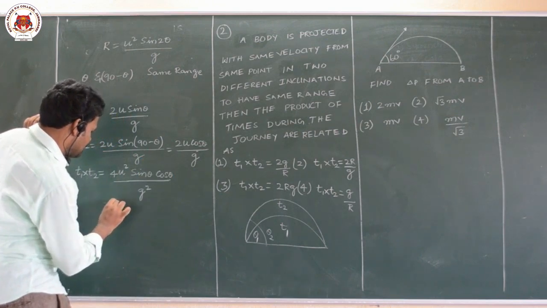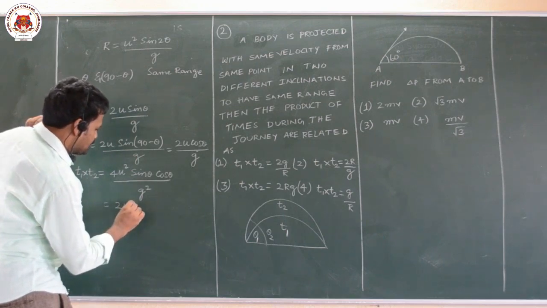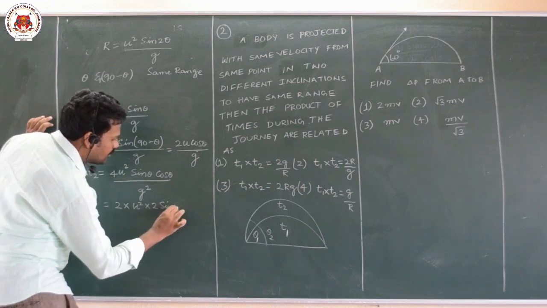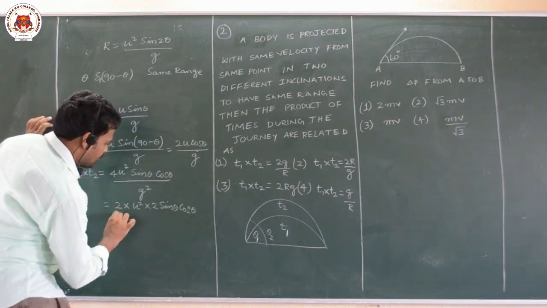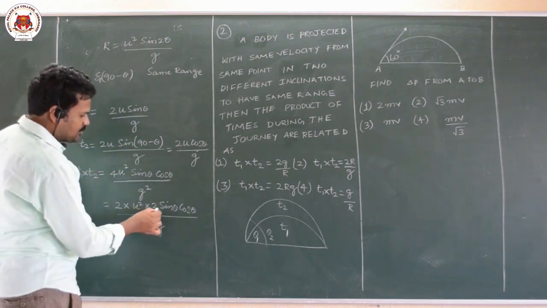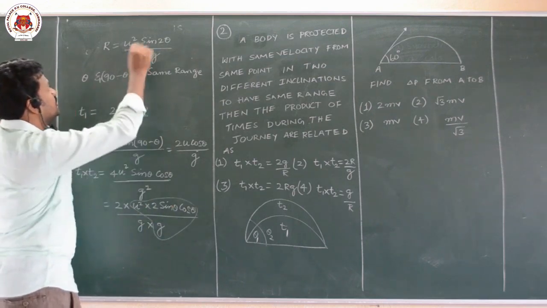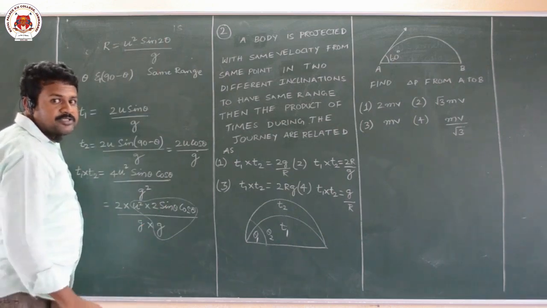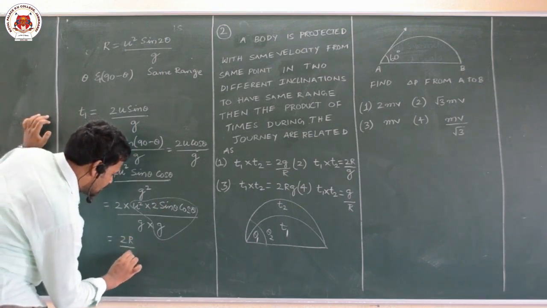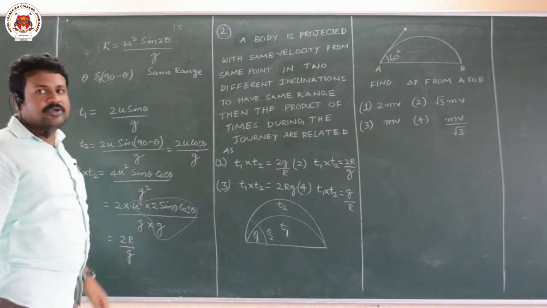This I can write as 2 into u square into 2 sin theta cos theta by g into g. U square 2 sin theta cos theta is the range formula, u square sin 2 theta is the range only. So, this you can write as 2r by g. Sometimes in this question they will ask what is the condition of heights.